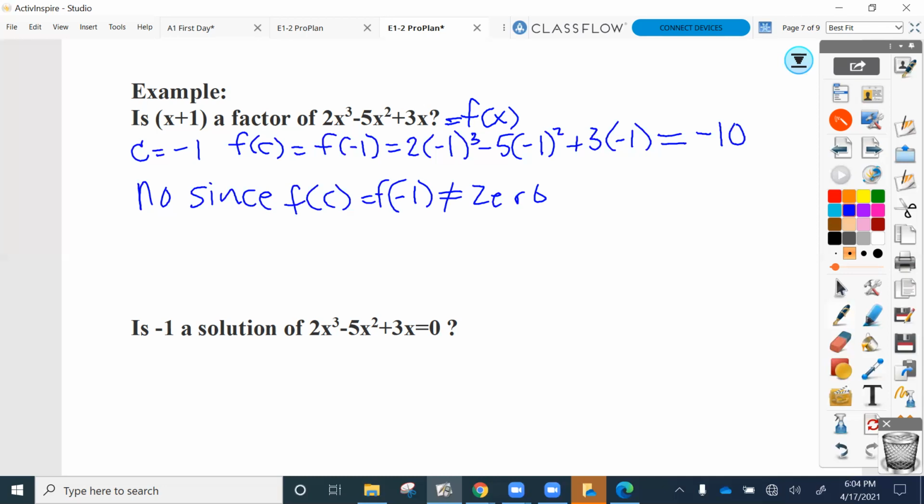Now, then it asks, is -1 a solution of that same equation from above? Well, you can say no right off the bat, since we know x plus 1 from above is not a factor of f of x.